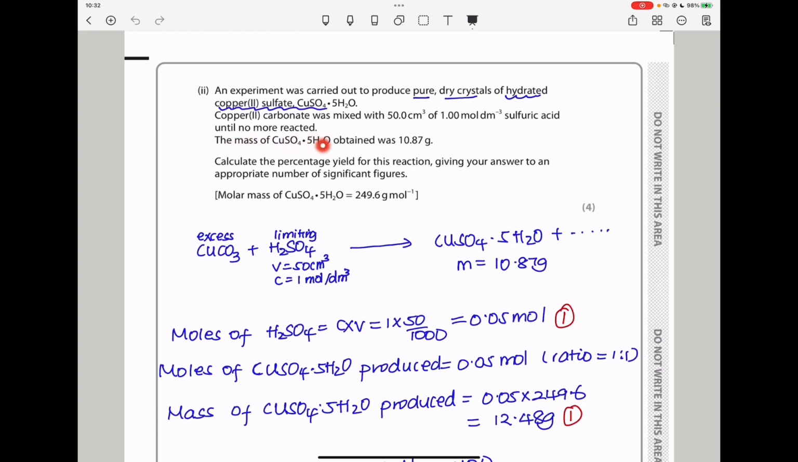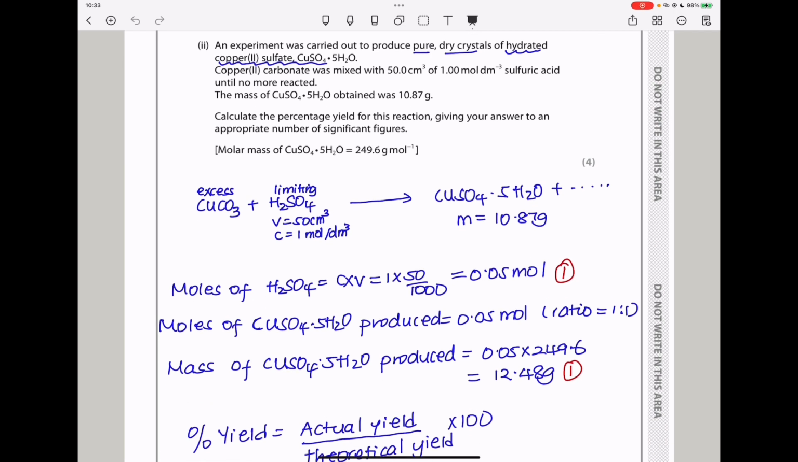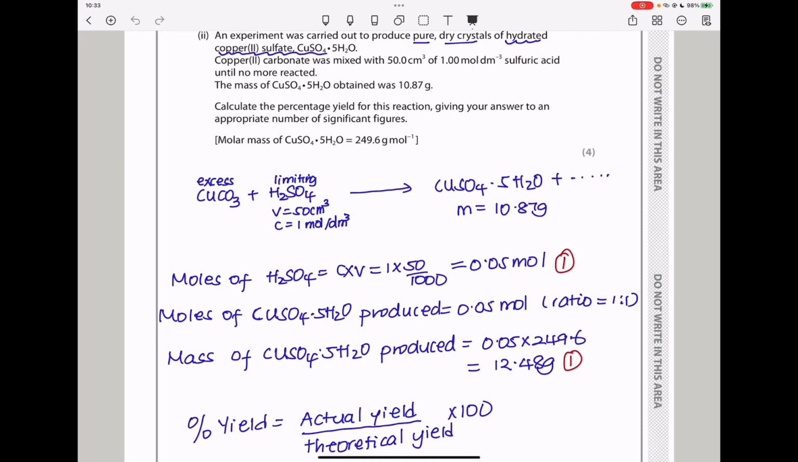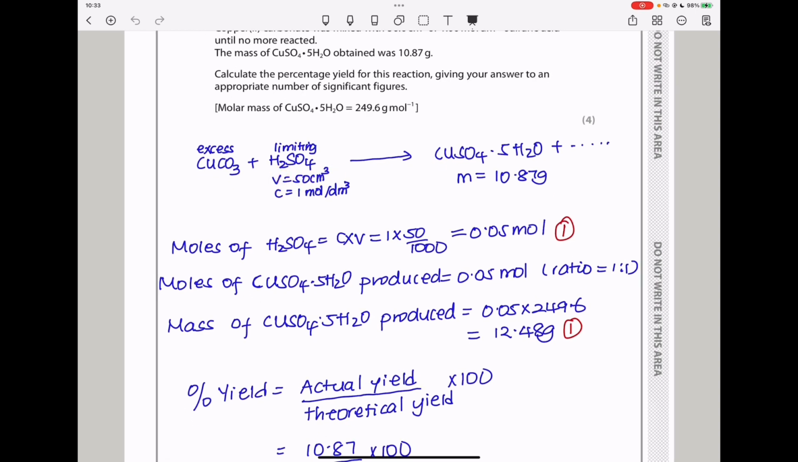The mass of hydrated copper sulfate obtained was 10.87 g. Calculate the percentage yield for this reaction, giving your answer to an appropriate number of significant figures. So I wrote some part of the equation. If we're getting hydrated copper(II) sulfate plus anything else, that is not required, so I just left it like that. Volume here is 50 cm³, and the concentration is 1 mol/dm³.